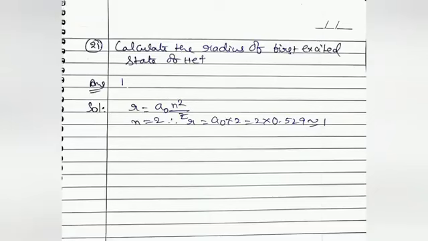Next question from atomic structure. If you know the formula, it's easy. Calculate the radius of first excited state of He plus. Answer is 1. The formula is r equals a0 into n square by Z. First excited state means n is equal to 2. Here is the answer.